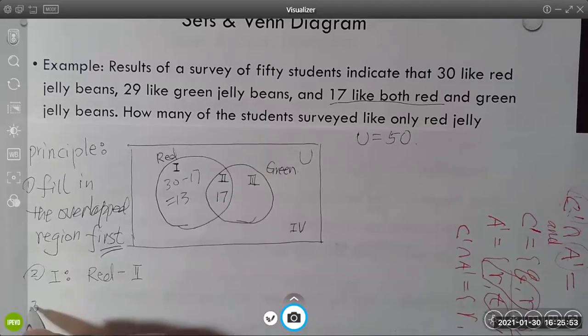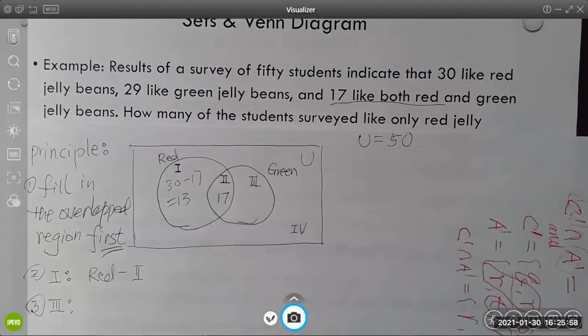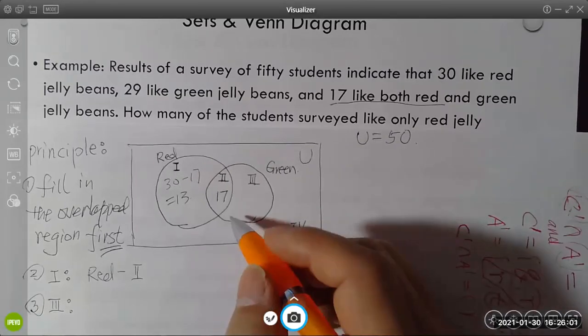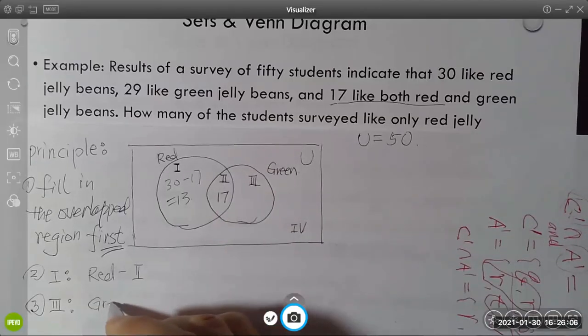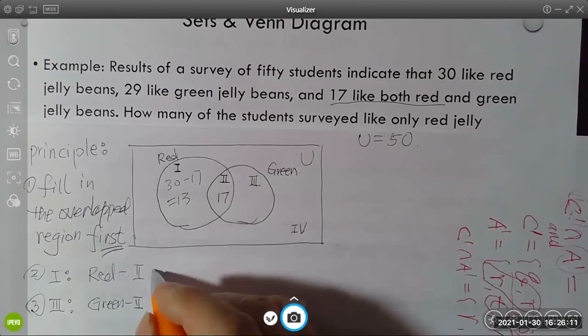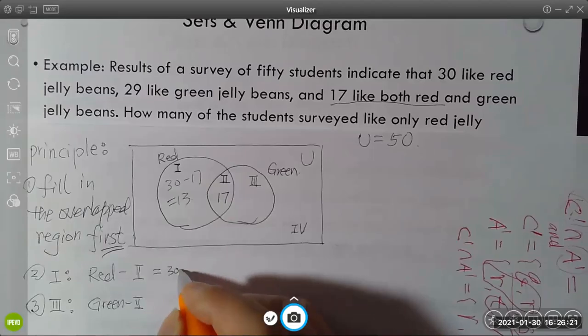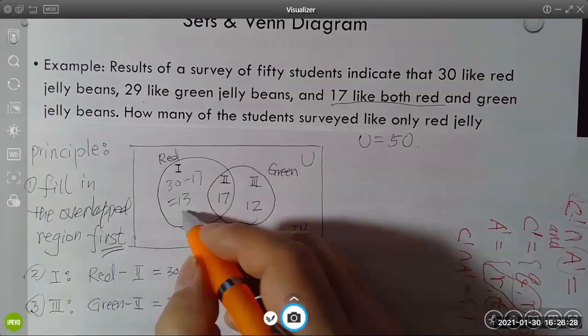We are done with the second step. Now the third step, we want to know what should be in region 3. The logic is very simple. It's very much the same. We use the whole circle and subtract this one. So this one is the green circle minus region 2. And the first one was 30 minus 17, right? This one, let's see, how many people like green ones? 29 like green ones. So 29 minus 17. So this goes in here. So this is 13, this is 17, this is 12.